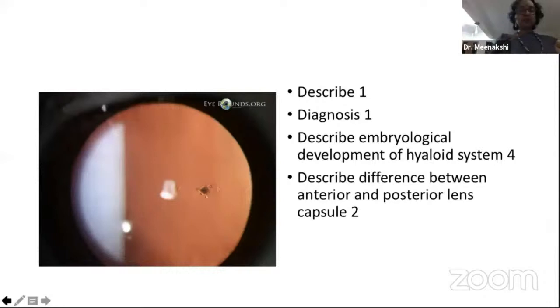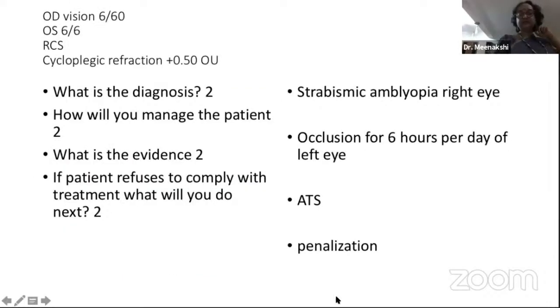Let's have Dr. Madhurya. Are you ready, Dr. Madhurya? Yes, ma'am. All right. I'm trying to find your face. There you are. All right. Let's go to the next one. Go ahead and read it, doctor.